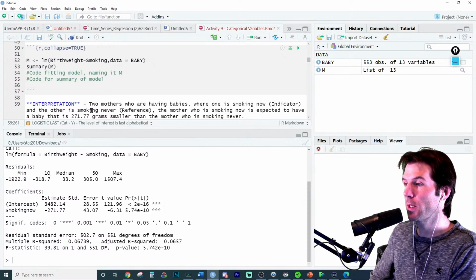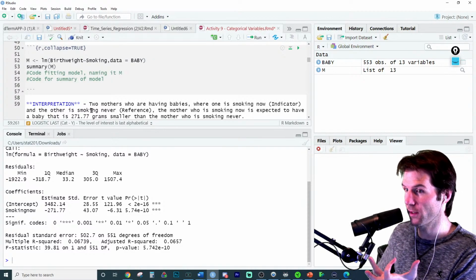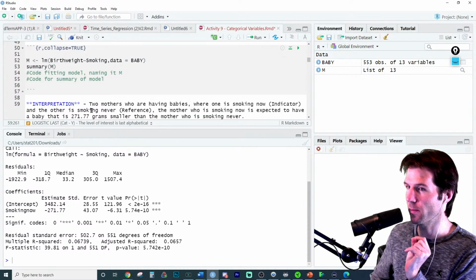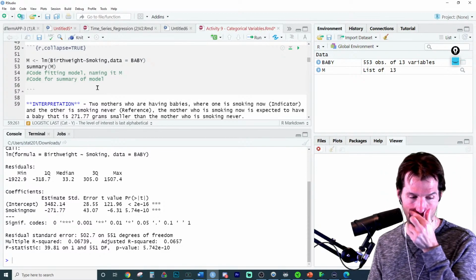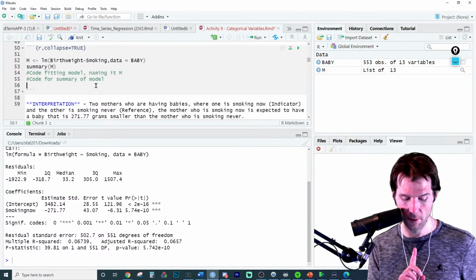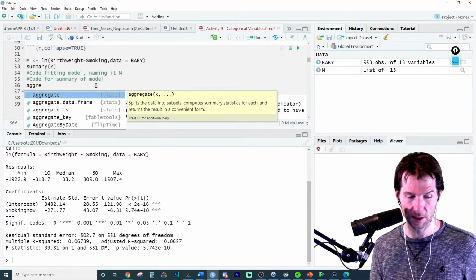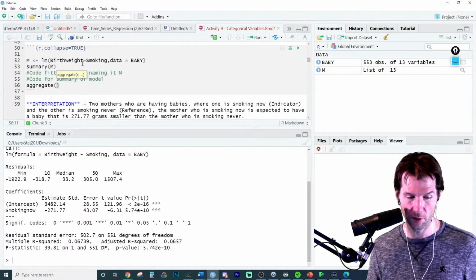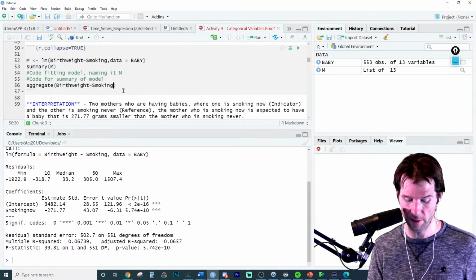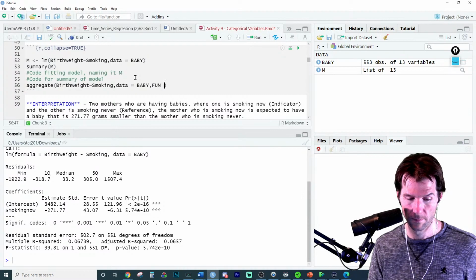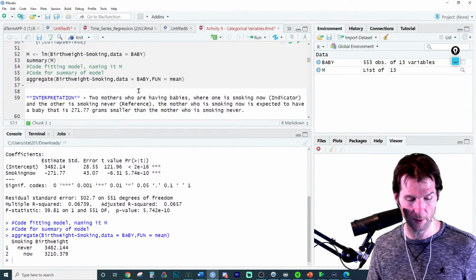So important to know here, we compare the indicator to the reference level. And what's really interesting about this is if you were to compare these babies, we can write a quick command right here. Let's go to aggregate and take birth weight by smoking. And I want you to see something as we look at this model. We could just run the whole thing right here. It should work. There we go.